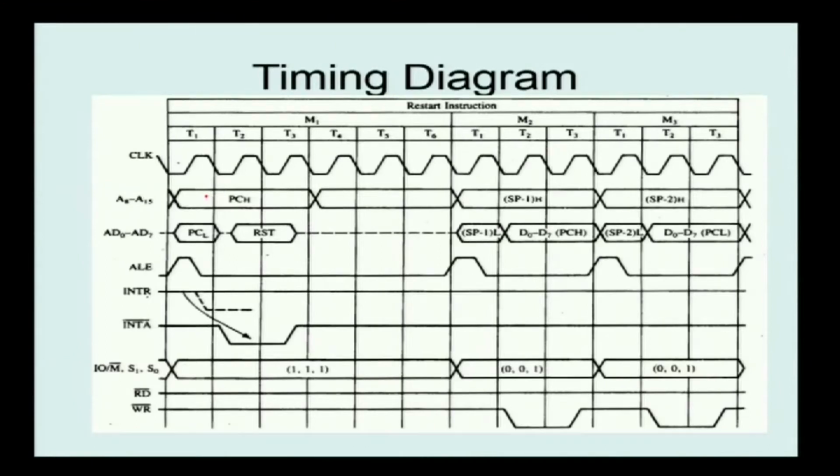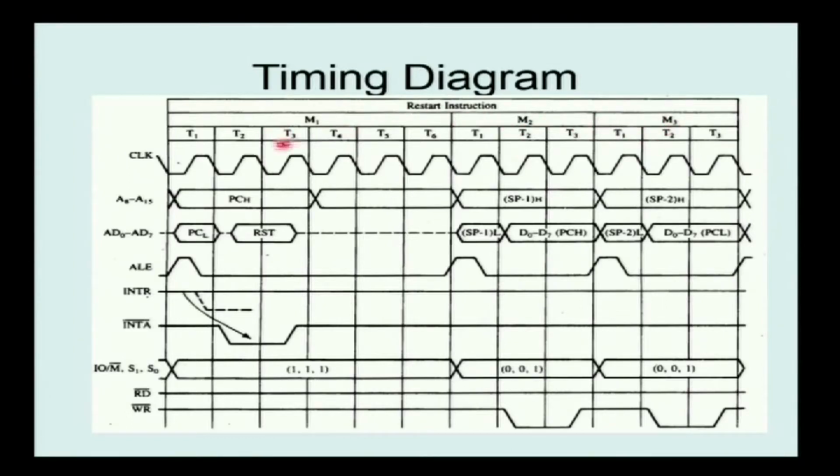This diagram shows the timing diagram for the RST instruction. The RST instruction has 3 machine cycles: M1, M2 and M3. The M1 machine cycle has 6 T states, M2 has 3 T states and M3 has 3 T states. So, this timing diagram has 3 machine cycles M1, M2 and M3.